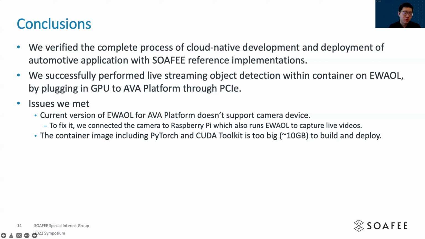During this work, we also met several issues, such as the current version of EWAOL for the AVA platform doesn't support the camera device. Instead, we have to connect the camera to the Raspberry Pi. And besides, we found that the container image, which includes PyTorch and the CUDA toolkit, is too big to build and deploy. I think in future work, we are going to fix those issues.